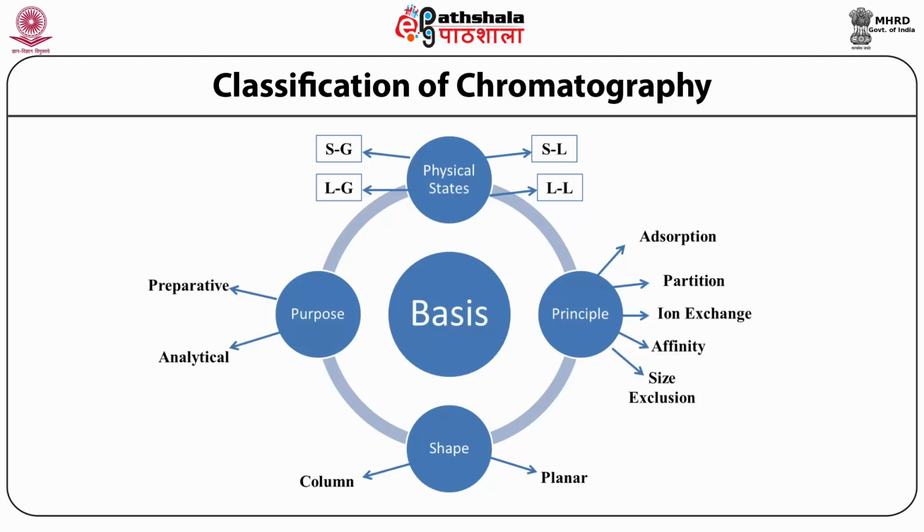Finally, on the basis of polarity of stationary and mobile phase used, we can classify the chromatographic process as normal phase chromatography and reverse phase chromatography. In normal phase chromatography, the stationary phase is polar in nature and the mobile phase is nonpolar. Hence, the nonpolar components are eluted out first and polar compounds later, as they have greater affinity towards the stationary phase.